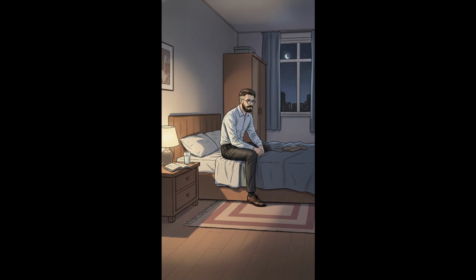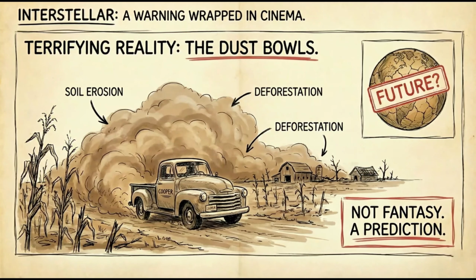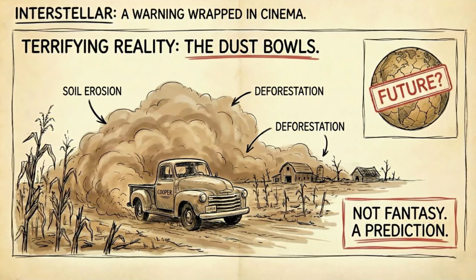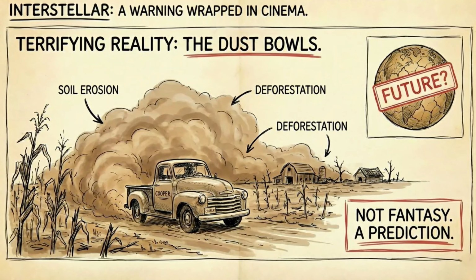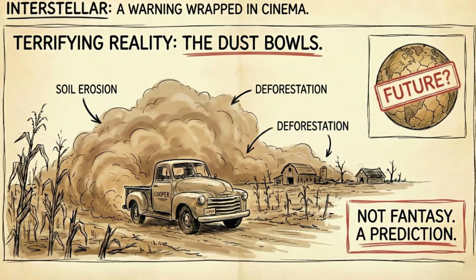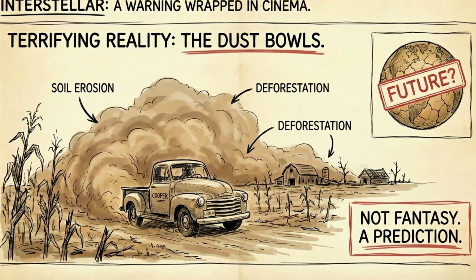And here's what gets me, what keeps me up at night. We're watching this happen in real time, right now. Industrial agriculture, synthetic fertilizers, soil degradation. Interstellar isn't warning us about a fictional future. It's a mirror held up to our own world. So when we see those dust storms in the film, those dead crops, Cooper driving through an apocalypse, we're not watching fantasy. We're watching a scientifically plausible collapse, a warning wrapped in cinema.